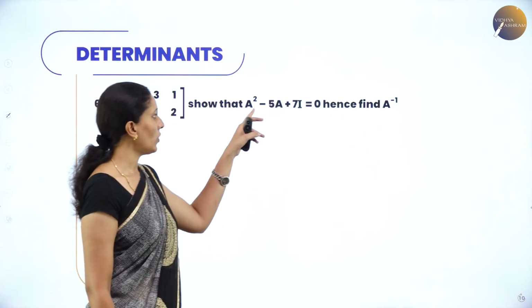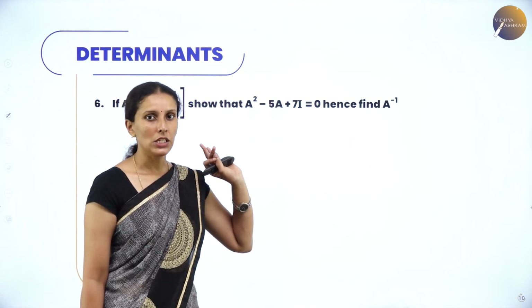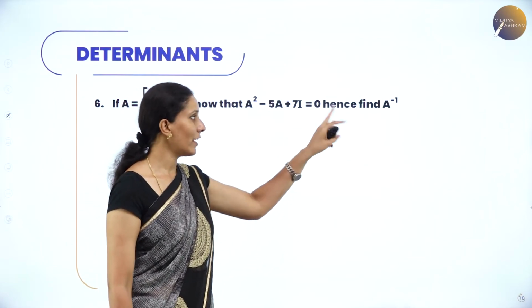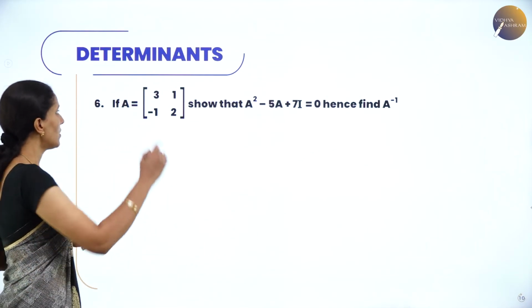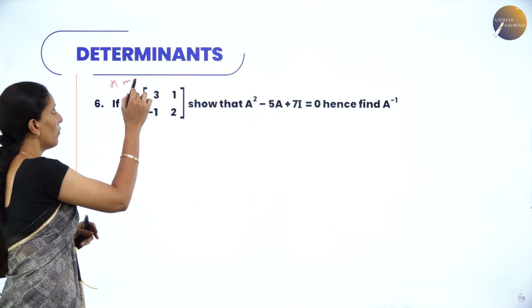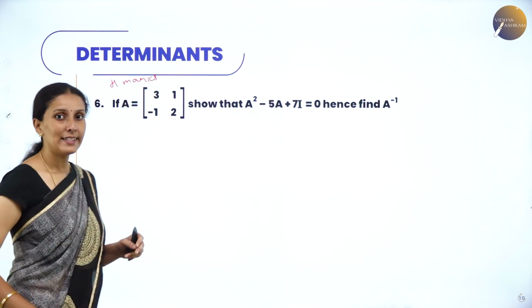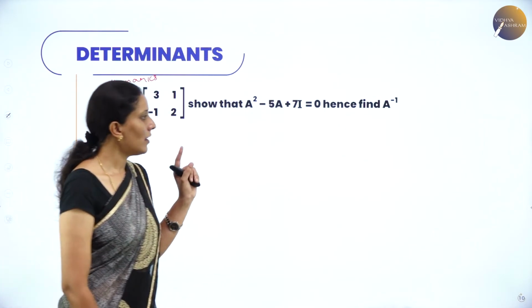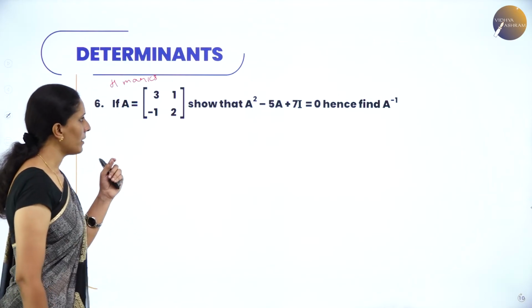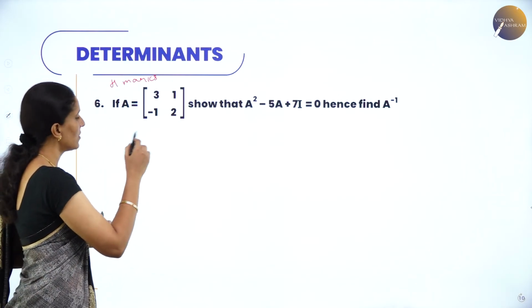First we need to show that this equation is 0, that is, we'll get a null matrix, and then we have to find A inverse. This question may be asked for 4 marks under the Part A section, so that is the last part. A very important question here. First let us solve this equation.